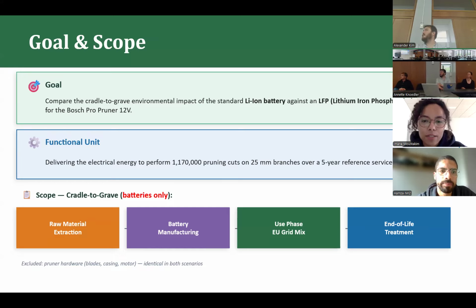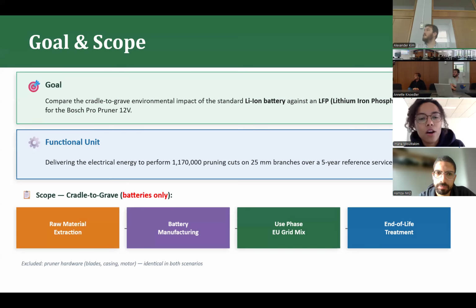So the current battery used is the lithium-ion battery, and we wanted to compare it with lithium iron phosphate, which is an alternative that is now commonly known to be much better in terms of performance and also environmental impact. And we wanted to verify this with openLCA. Our functional unit was to be able to provide 1 million cuts in the scope of 5 years. And just like the other groups, we do a cradle to grave LCA. And I'll let Hamza present the results that we found.